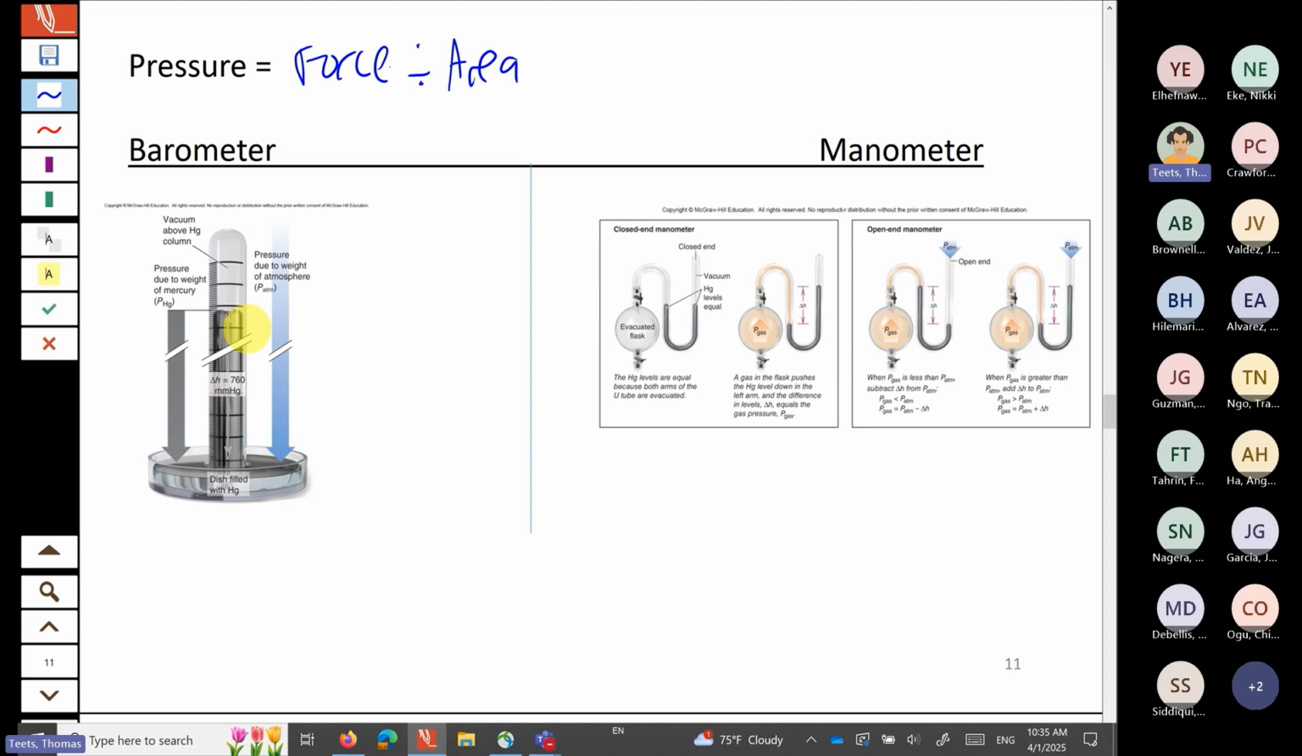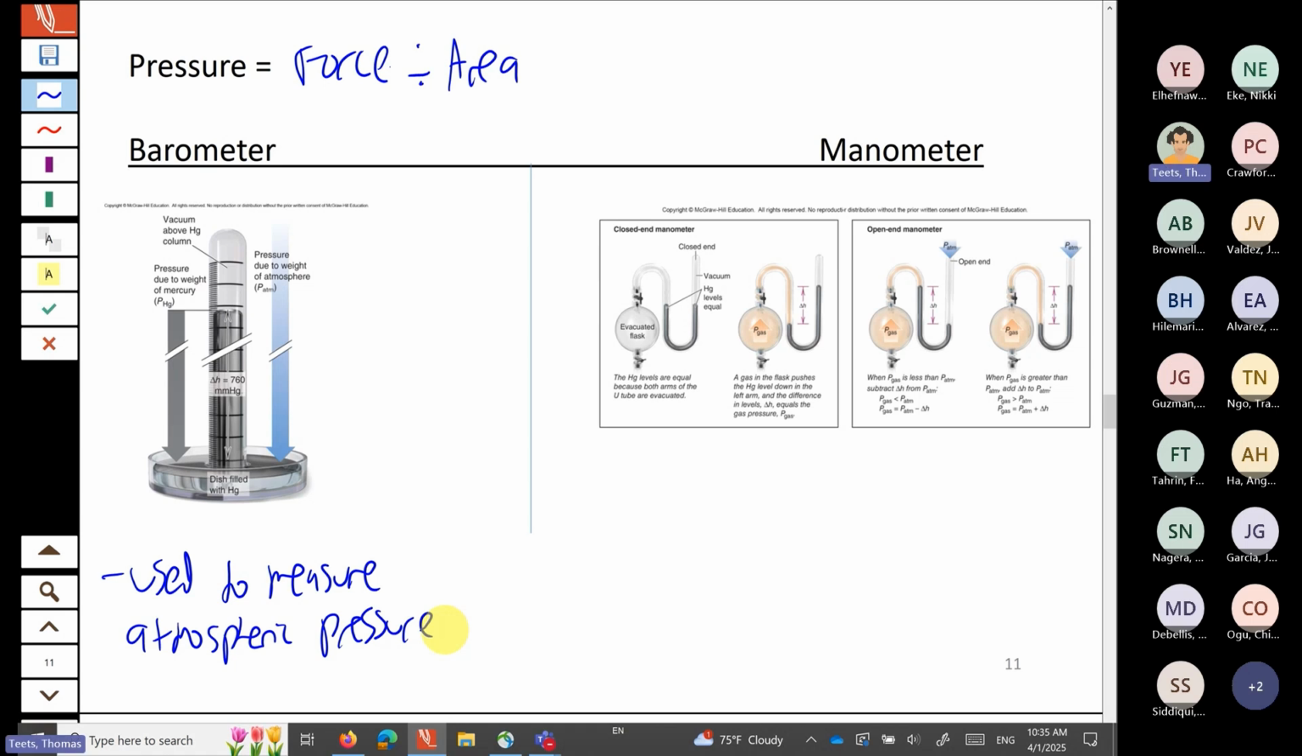This device is used to measure atmospheric pressure. That's what we use a barometer for, to measure the pressure of whatever gas is surrounding us in the atmosphere. That's why it's particularly relevant to weather, because as weather changes, the atmospheric pressure often changes. So those measurements can give you some insight.